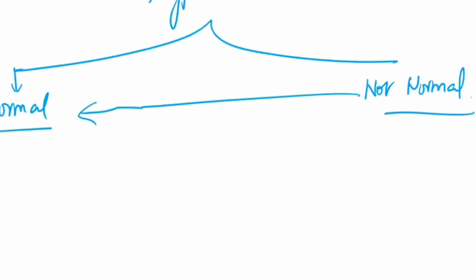If the data is not normal, we have different types of tests. If the data is normal, we have different types of tests. In our case, we are going to work with this one only. But in real life, if you get non-normal data, then what we have to do is convert it.